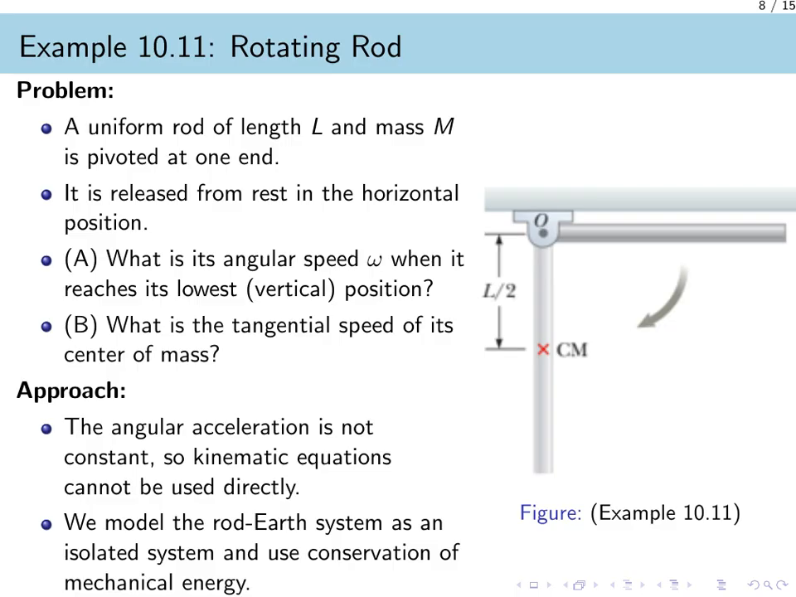In its initial horizontal position, the system has gravitational potential energy but no kinetic energy. As the rod swings down, this potential energy is converted into rotational kinetic energy. By equating the initial potential energy to the final rotational kinetic energy, we can solve for the final angular speed.